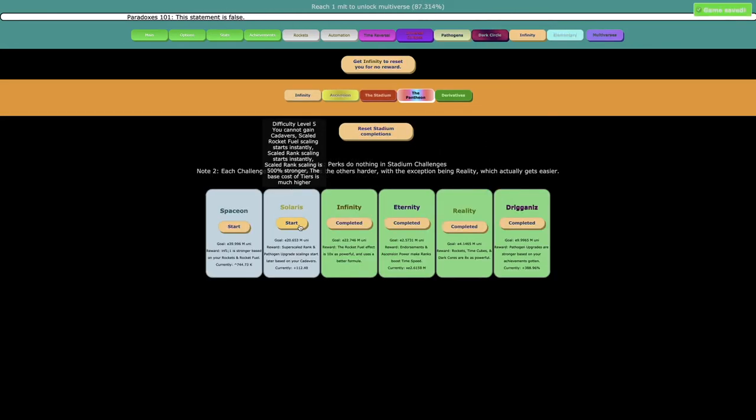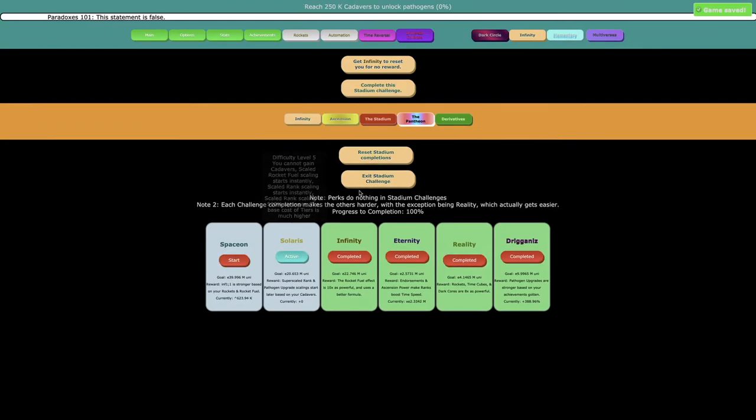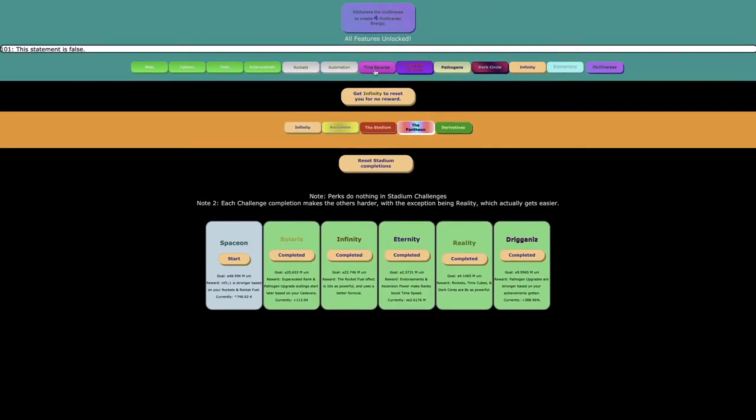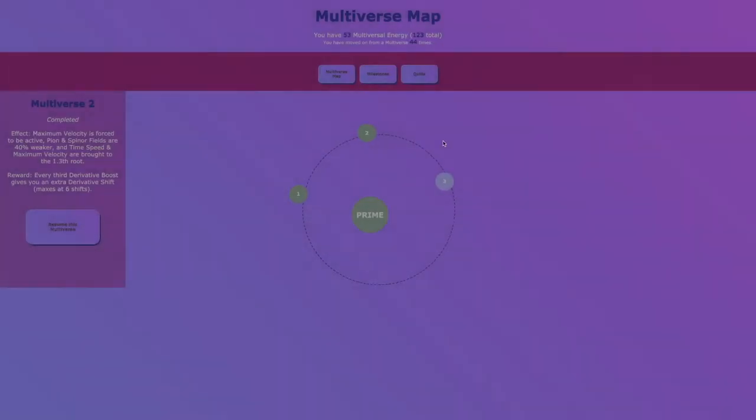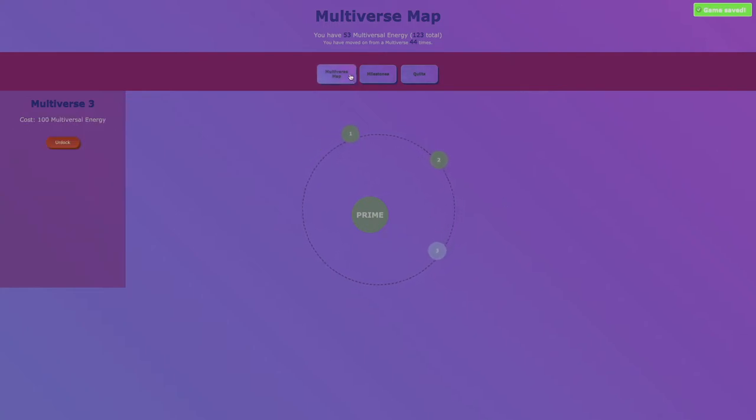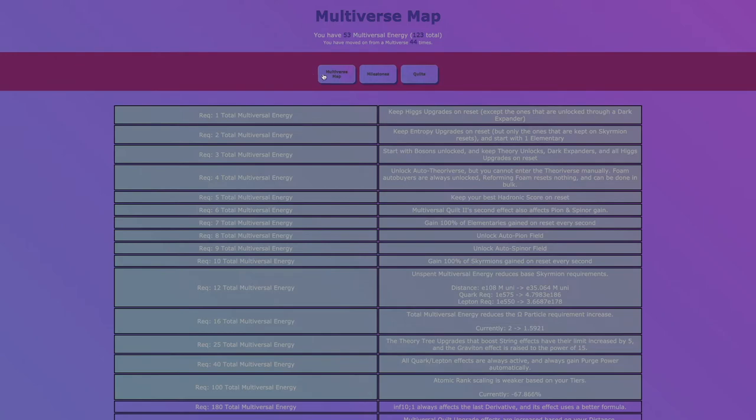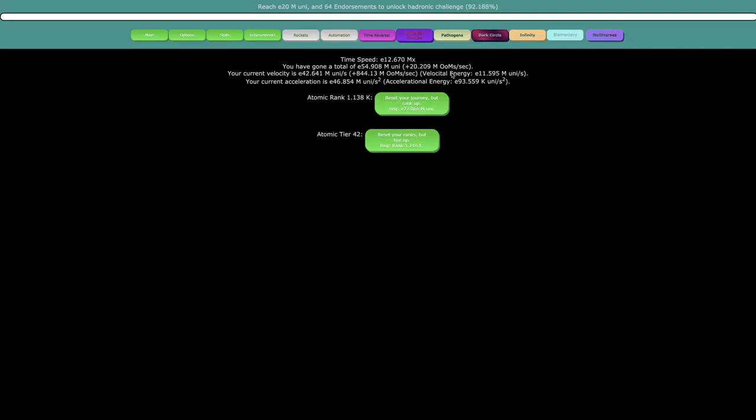This gets us up to 87%. We can do Solaris as well. Oh, good. There we go. 4 Multiversal Energy. Easy peasy challenge. And this means that we're going to be getting more derivative shifts. What is this? 100 Multiversal Energy. Okay. We're just going to go back to Multiverse Prime here.